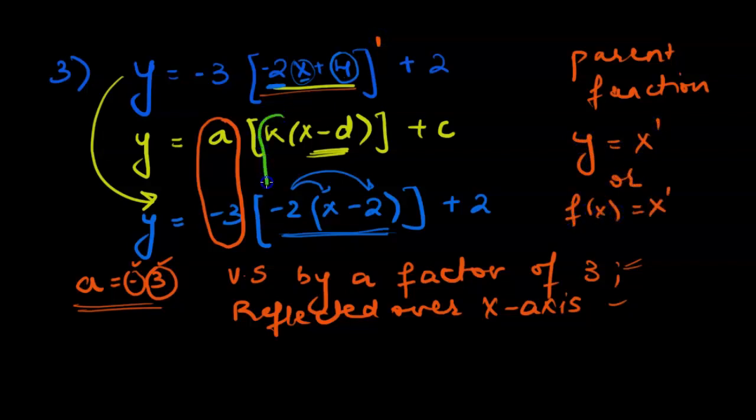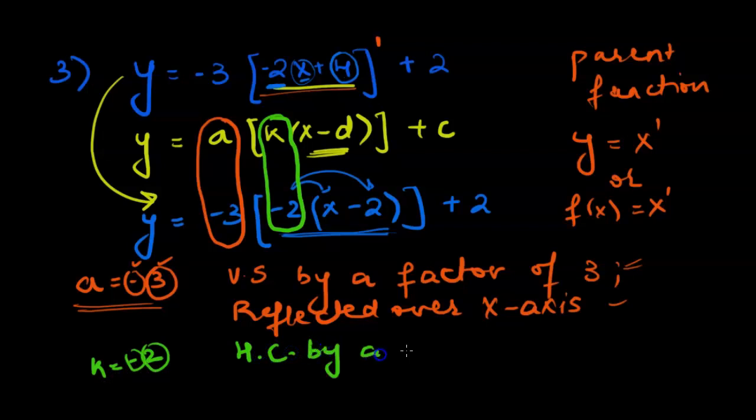Now it's easy for us to figure out what k is. So k is -2. Here also we see that we have both the negative sign and the value of k is 2. So greater than 1 for the k value means it's a horizontal compression by a factor of 1/2, and it's a reflection over the y-axis as well.